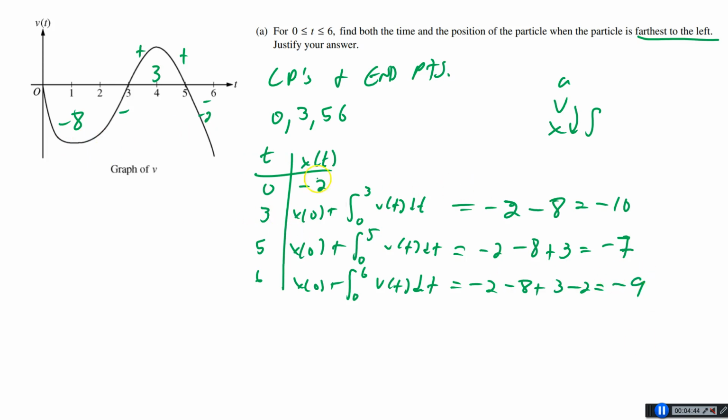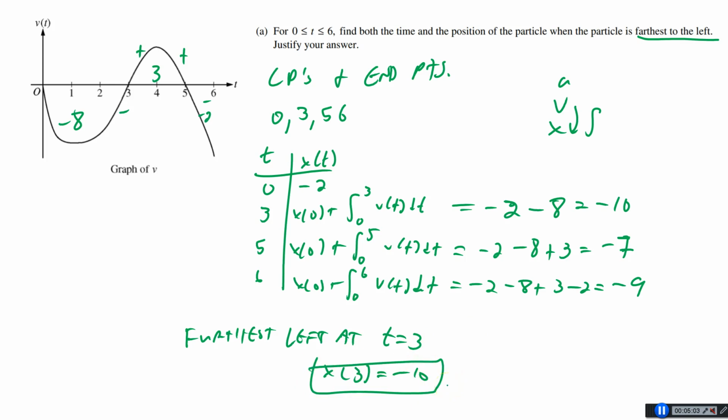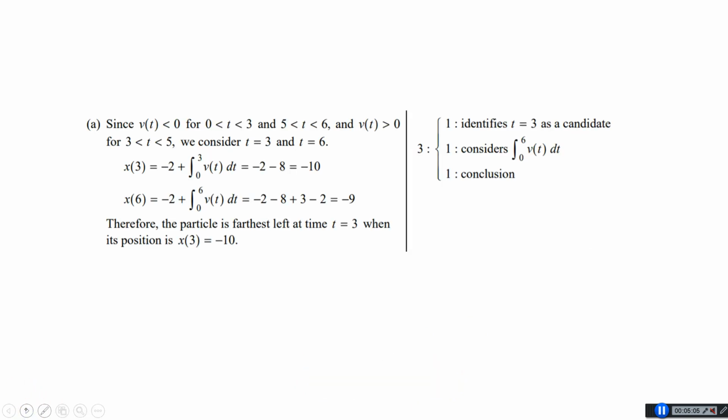So because of the candidate test, we checked all the critical points and endpoints. Those are the only places that it could be furthest left. It looks like it is furthest left at t equals 3. And x of 3 is equal to negative 10. Okay, so let's check the answer and see if we did it right.